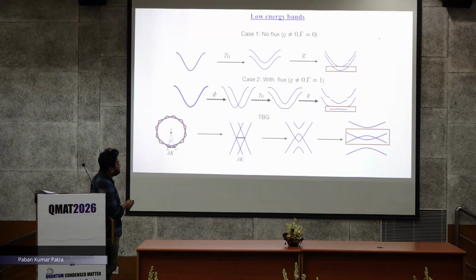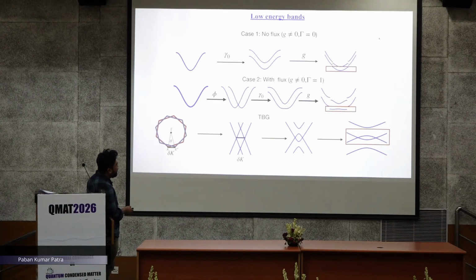Now there is a qualitative difference between these two cases. One can see in the no flux case, all the bands have bandwidth of the same order of t by J, where t is the hopping parameter and capital J is the periodicity. Here one can see the lowest band remains qualitatively flat compared to the upper dispersive bands.